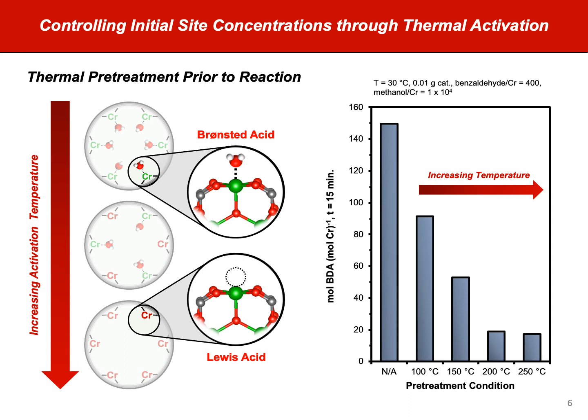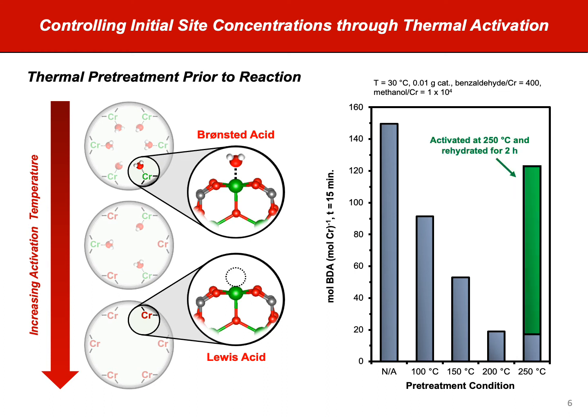So when we look at the net turnover number at 15 minutes, as a function of pretreatment temperature, we see that the net turnover number decreases monotonically with increase in pretreatment temperature. And crucially, at the highest pretreatment temperature, which is 250 degrees Celsius, we observe that most of the activity disappears. This experiment in and of itself, we believe, disproves the possible significant contributions of Lewis acid catalysis in acetalization at room temperature.